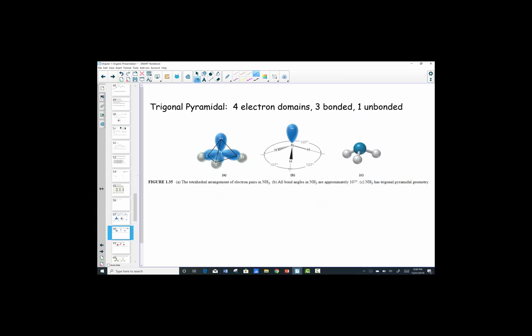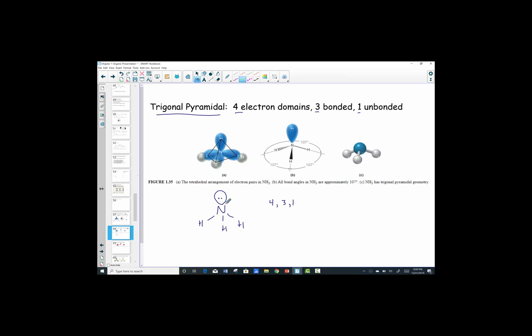If we have 4 electron domains, but only 3 are bonded and 1 is unbonded, the shape is now referred to as a trigonal pyramidal shape. For example, the molecule ammonia. Ammonia has a central atom of nitrogen, leading down to 3 hydrogens, but instead of another atom up here, it has a lone pair of electrons. We would read this as 4 electron domains. Of the 4, 3 are bonded and 1 is unbonded. 4, 3, 1 on your VSEPR chart.